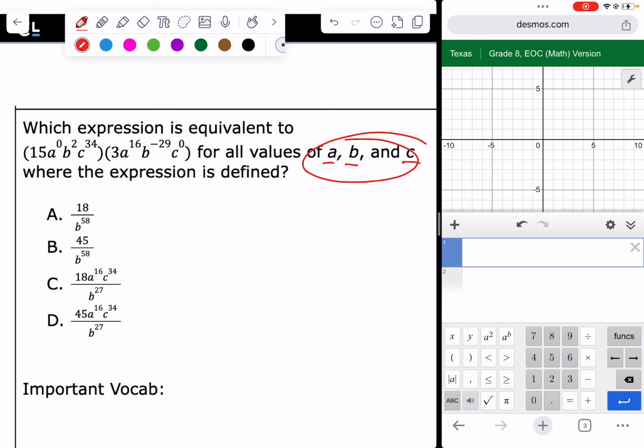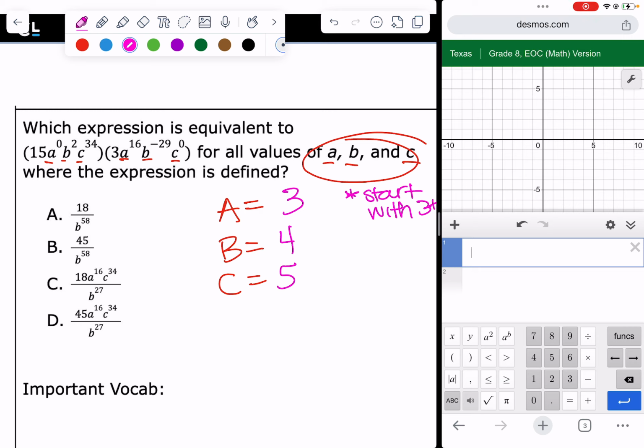So here they give me the letters. They tell me I have a, I have b, and I have c. So I'm gonna do a, b, and C. And remember, we always start with the number 3. Always. It does not matter what's in the question, just always 3, and then 4, and then 5. Now we're good to go to DESMOS. So when we go to DESMOS, we're going to put this first. A equals 3, B equals 4, C equals 5. That has to be in DESMOS before you do the question, or it will not work.